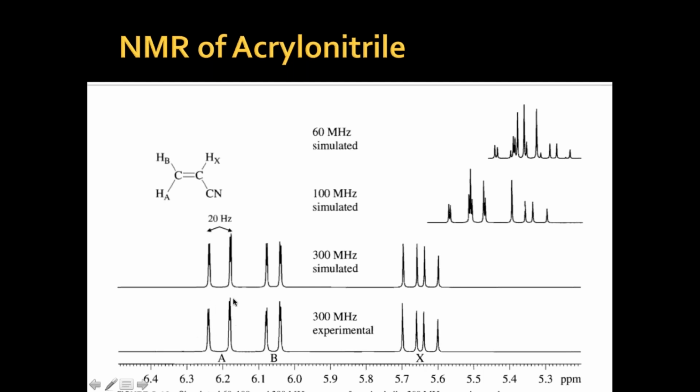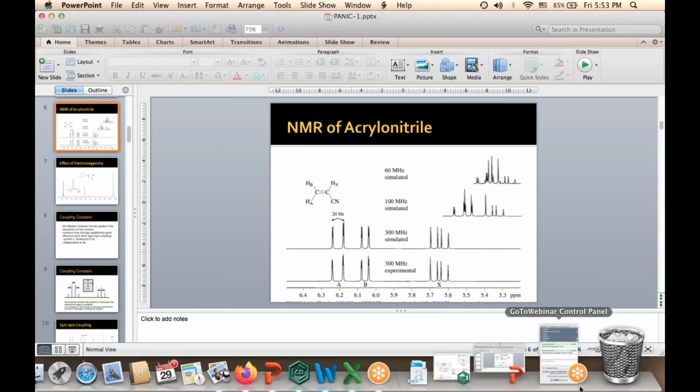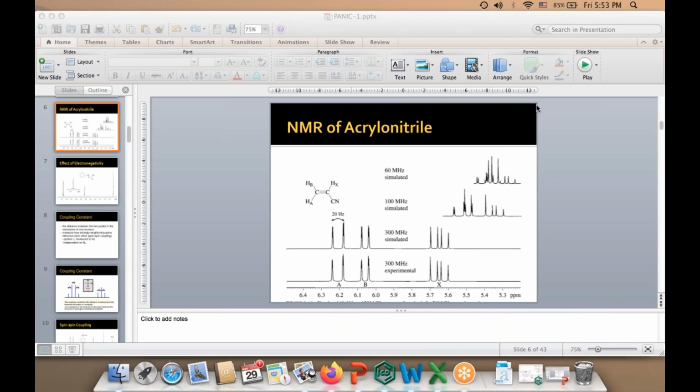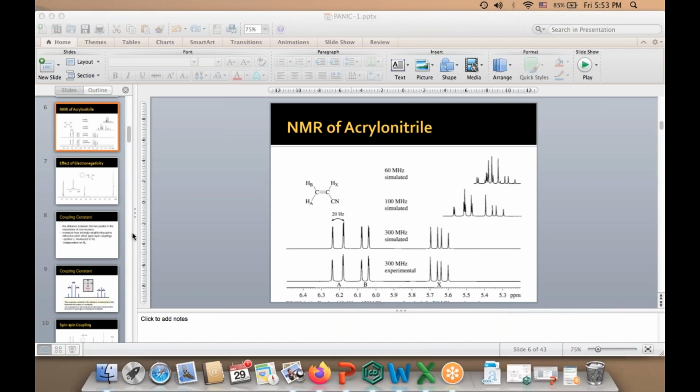Now this small doublet is born from HA and HB. The big doublet, as you can see, I mentioned here a 20 hertz difference between these two peaks, coming from the trans coupling. Coming from the trans coupling, right?